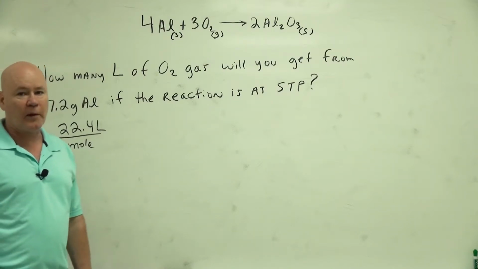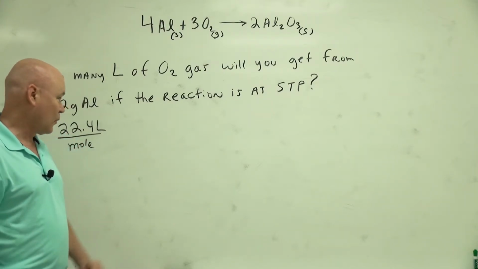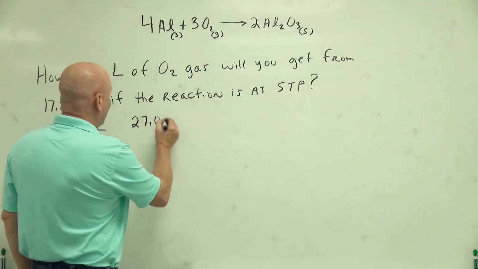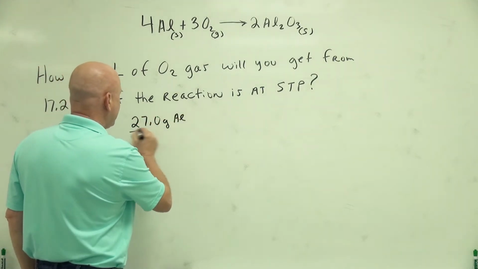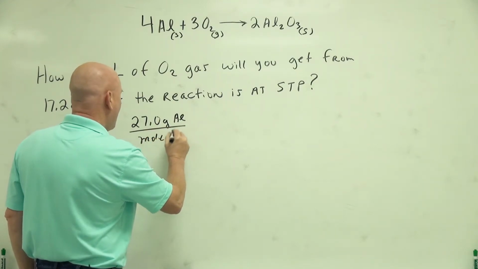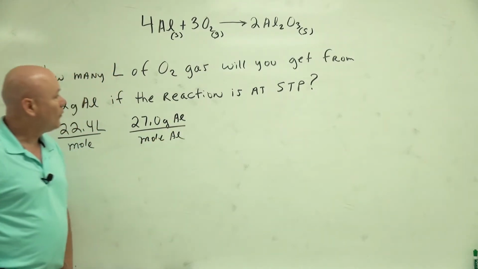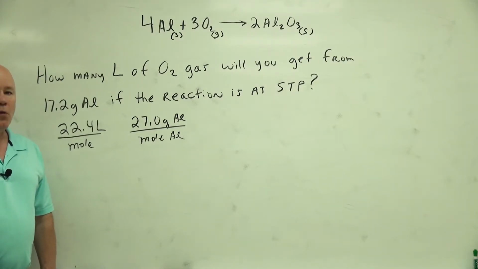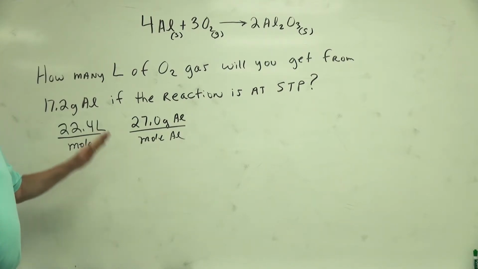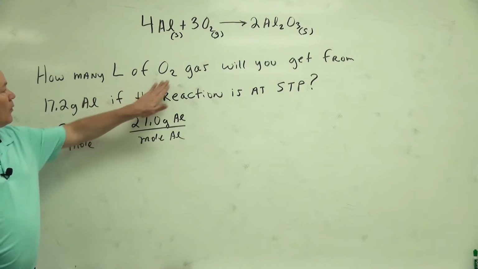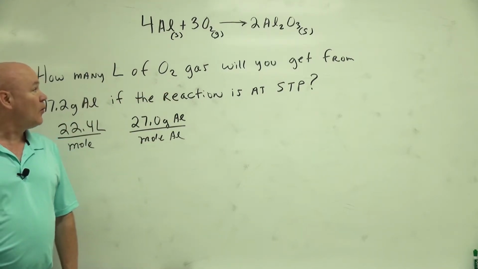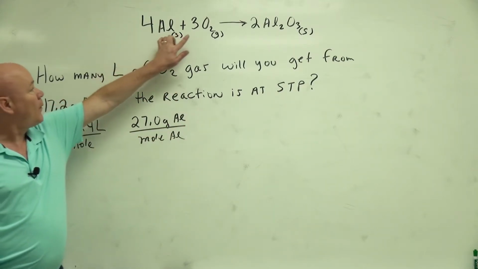I know I'm going to need the molar mass. Anytime we have grams, you're going to have the molar mass, and that is 27.0 grams aluminum for every mole aluminum. Now the next piece that we have to have is that we're going from one thing to another thing, aluminum to oxygen gas, so we need the mole ratio. And where do we get the mole ratio? We get the mole ratio from the balanced equation.